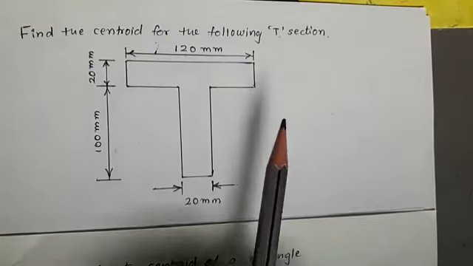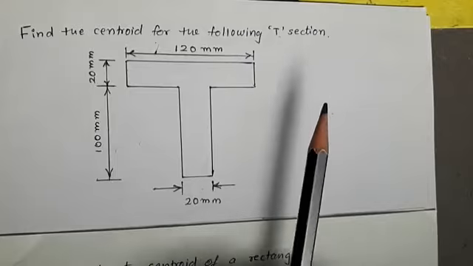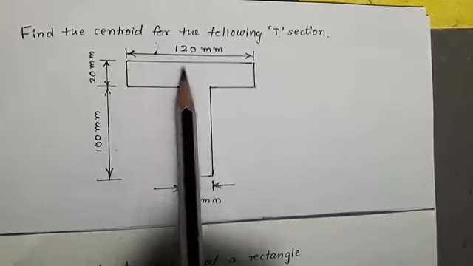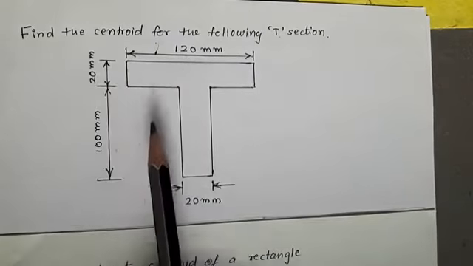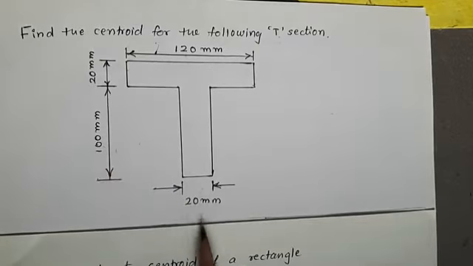Hi friends, today we are going to learn how to find the centroid of a T-section. This is a T-section where the flange is 120 by 20 and the web is 100 by 20 mm.